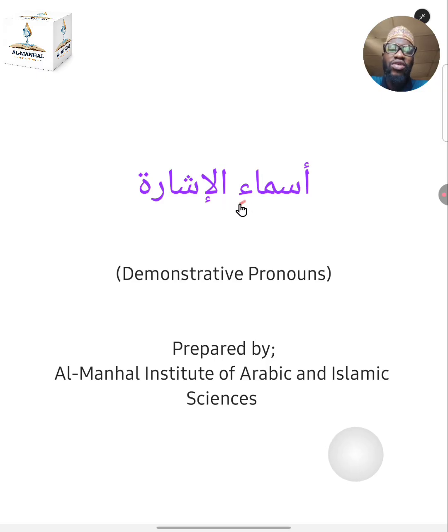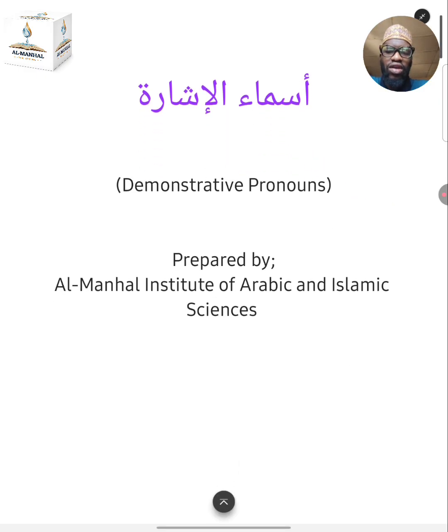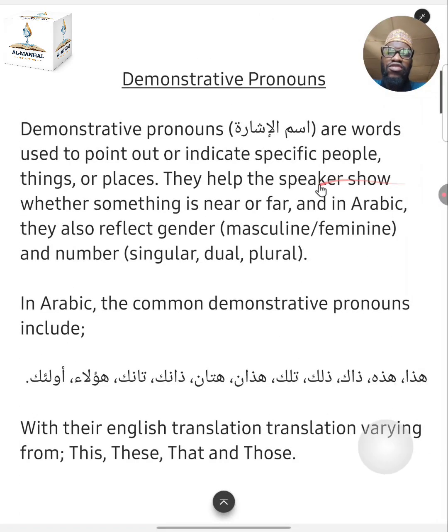While Asma'ul Ishara translates to demonstrative pronouns, Ismul Ishara will translate to demonstrative pronoun without the S, because the difference between Ismun and Asma is just singularity and plurality. So Ismu is the singular form of what? Asma. Asma is the plural while Ismu is the singular. So demonstrative pronouns, you can see Ismul Ishara.